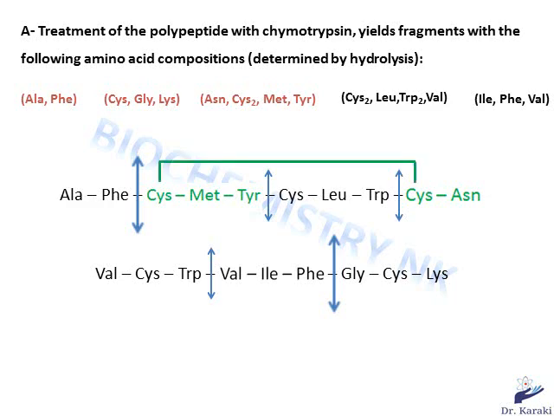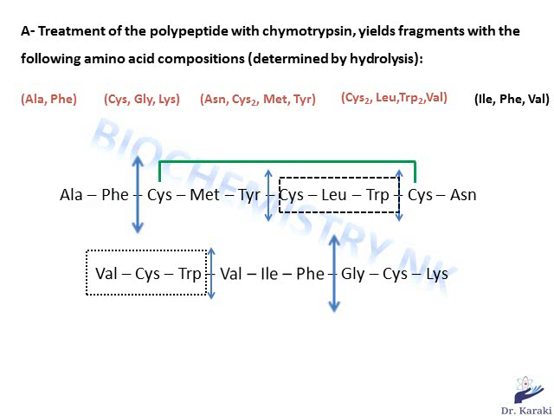bonds, like this. The next fragment is cysteine, 2 cysteine, leucine, 2 tryptophan, valine. If we look for these amino acids, we find them distributed between the two chains. So they must be joined by the cysteines. Because if they are not joined by cysteine, we should have cysteine, leucine, tryptophan in one fragment, and valine, cysteine, tryptophan in another fragment. But since we have them in the same fragment, the two cysteines must be linked by SS bonds, like this.